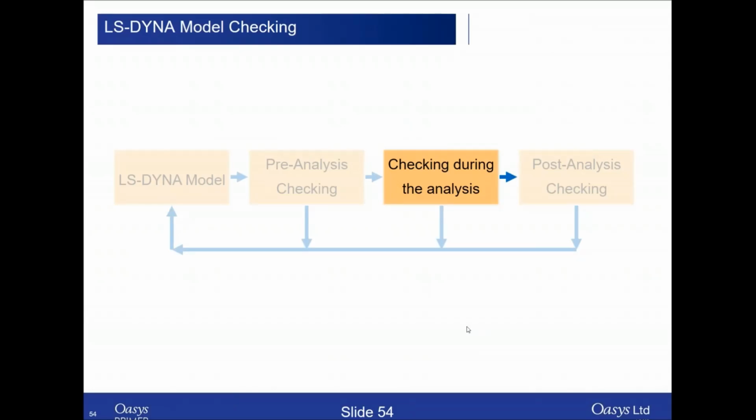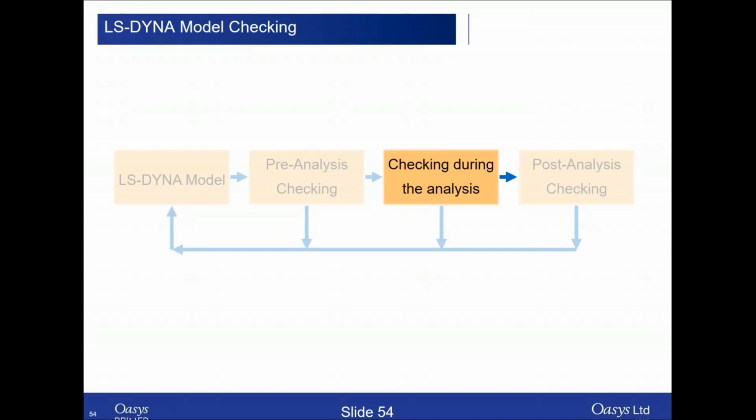So I just want to talk about checking during the analysis. So this is something you might want to do if you have initialized your model. You might have initialized your model and you want to see how it's getting on. And Dyna provides lots of useful information in the D3HSP file or the message files that are output. So it'll output some errors and warnings. And you might be trying to run your model and you get an error termination straight away and you've got some errors and warnings. You need to investigate that information.